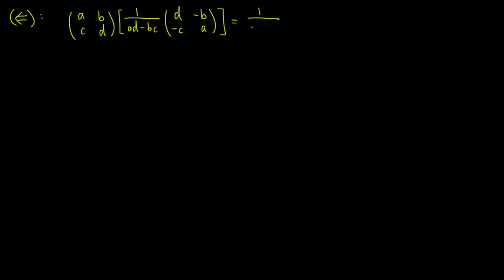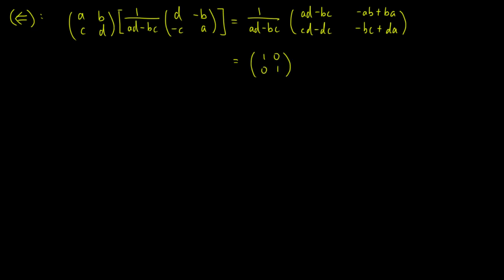Note that 1 over a times d minus b times c is just a scalar, so we can take it out to the far left. The product of the two matrices gives a times d minus b times c, negative a times b plus b times a, c times d minus d times c, negative b times c plus d times a. The bottom left and the top right entries are both 0, and the other two entries, when multiplied by the scalar outside, are both equal to 1. So we get the identity matrix.